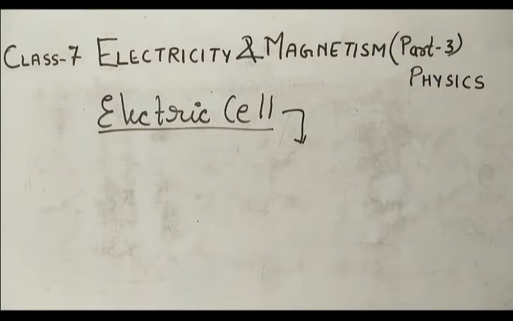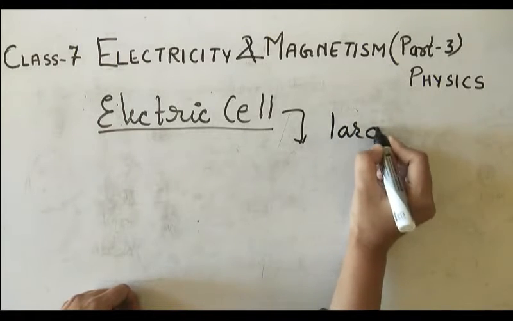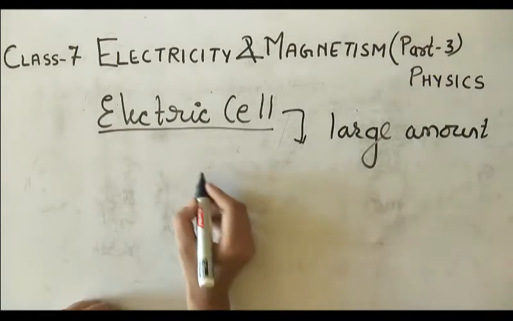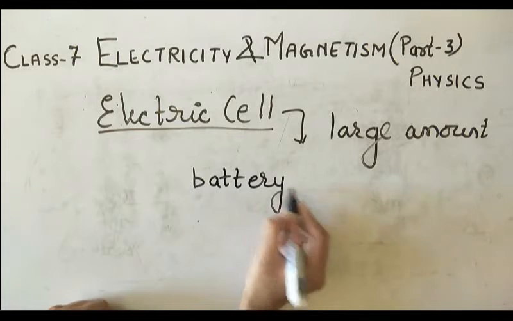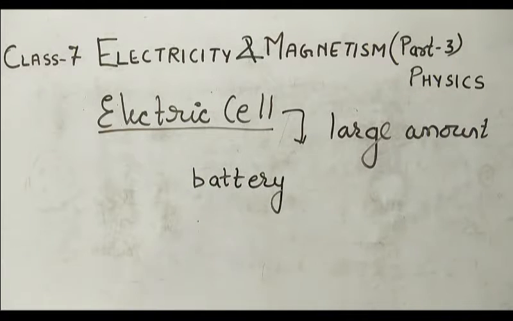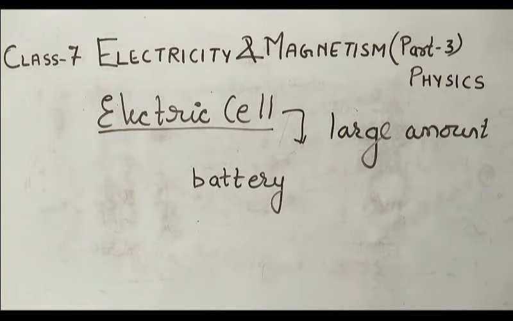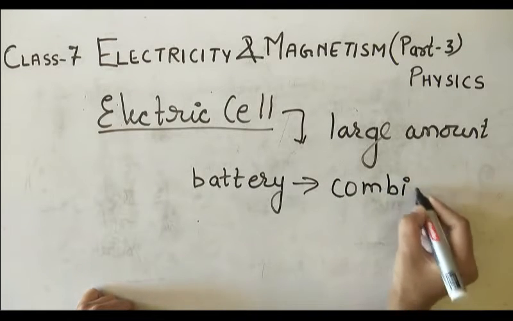So if we want to produce a large amount of electric current, we have to use a battery. Some students are thinking, what is the difference between the cell and the battery? Nothing, it is only that the battery is a combination of cells. What is a battery? It is a combination of cells.